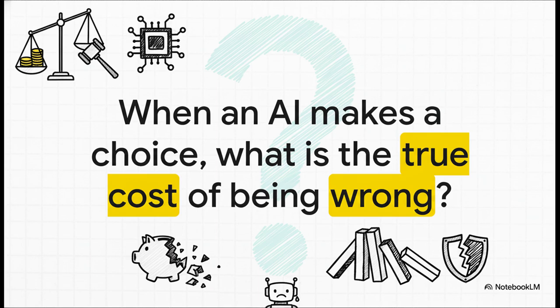And that really leaves us with one final, crucial thought. As AI gets woven deeper into our lives, making decisions in medicine, finance, even our justice system, we have to keep asking this one critical question. When this machine makes a choice, what is the true cost of it getting it wrong?